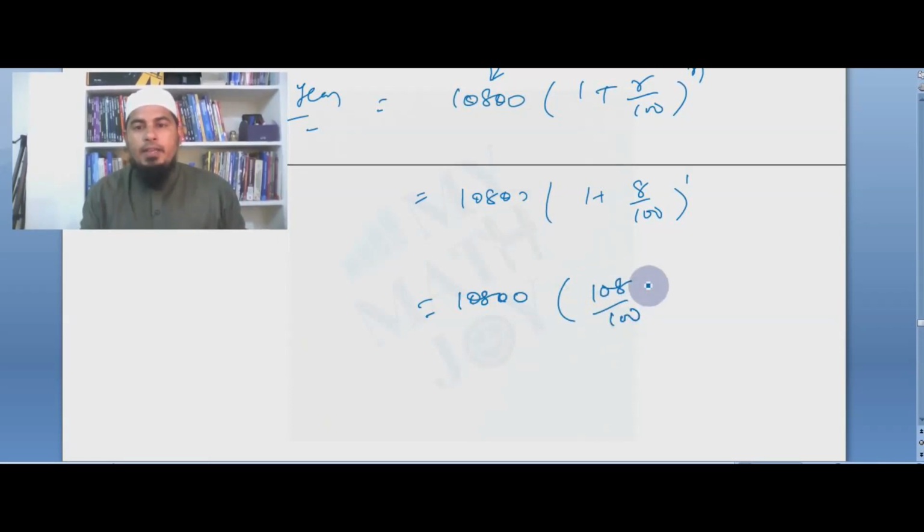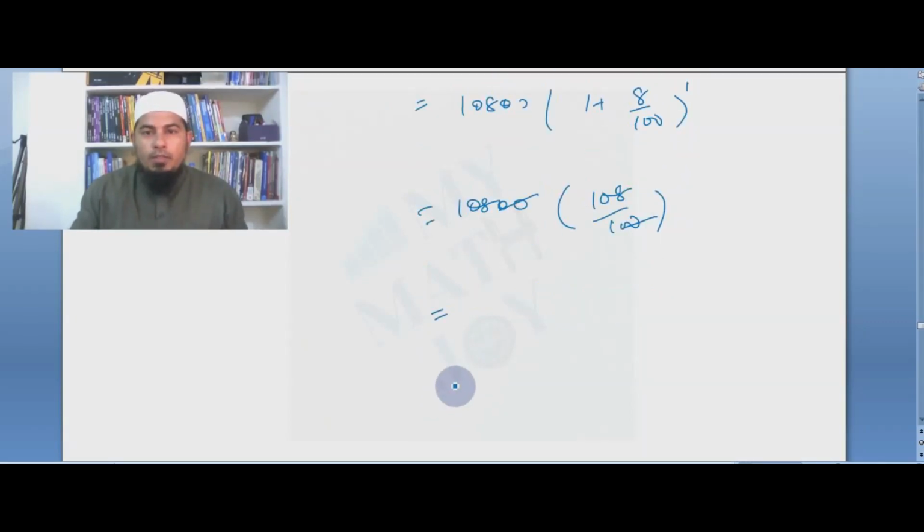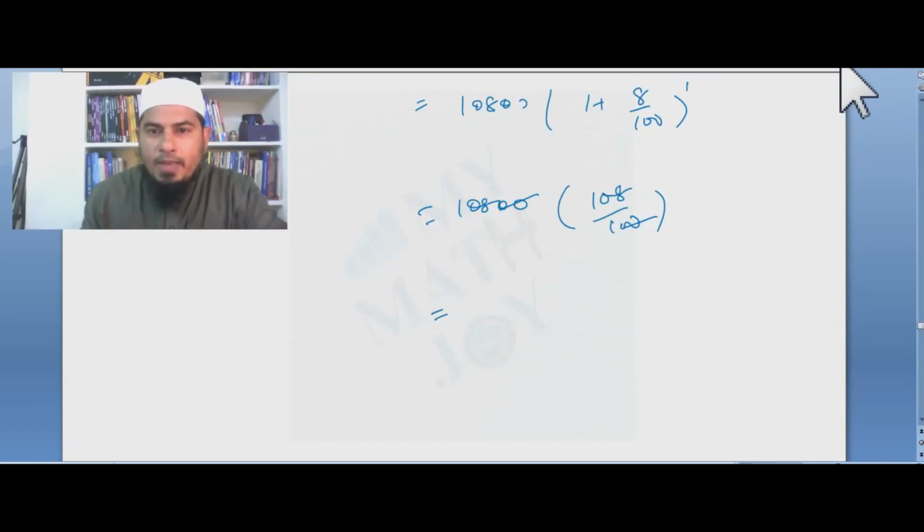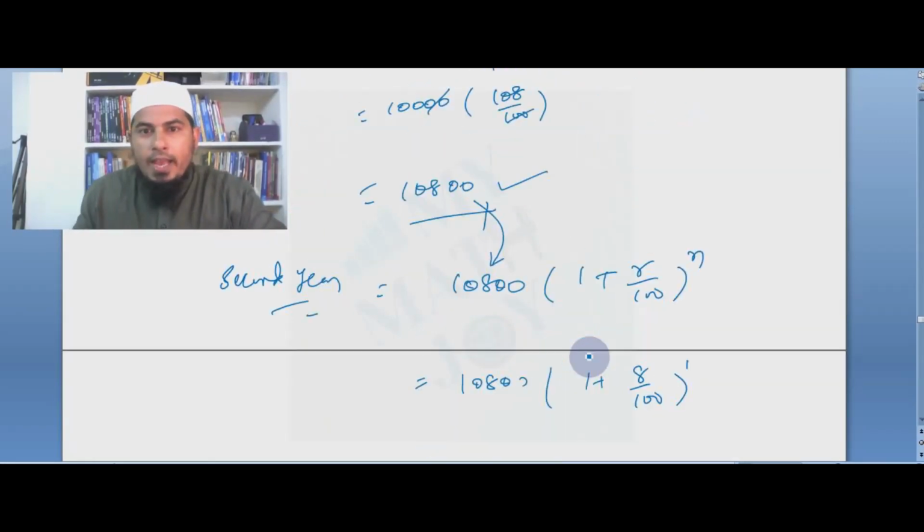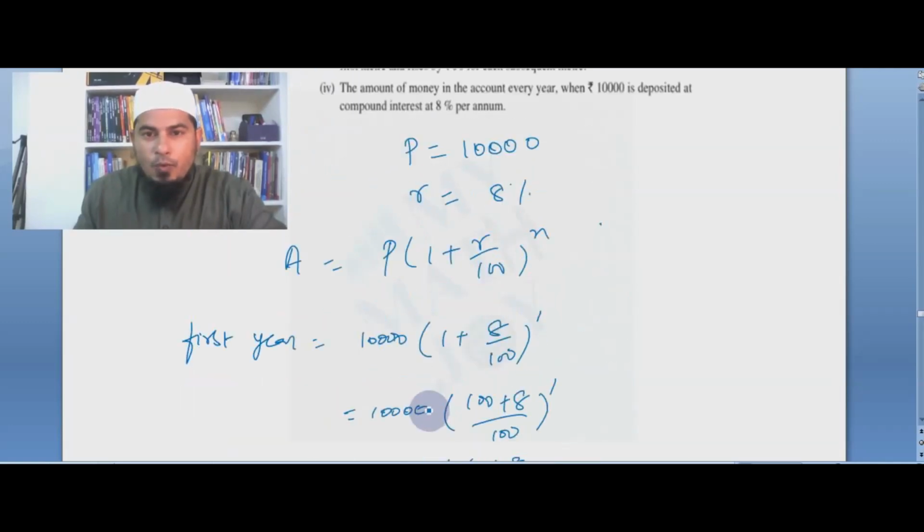108 by 100, then we can cancel these 2 zeros. You will get again 108 times 108. So let us do that. When you multiply 108 times 108, you'll get 11664. So this is the amount after 2 years, and 10800 was the amount after 1 year. Initially the amount was 10,000.